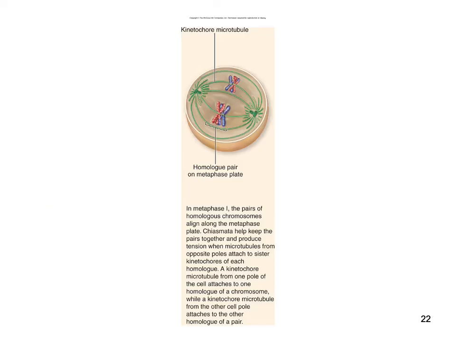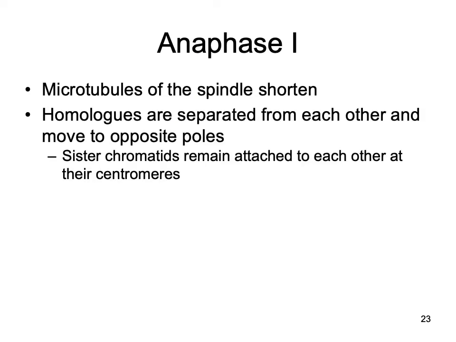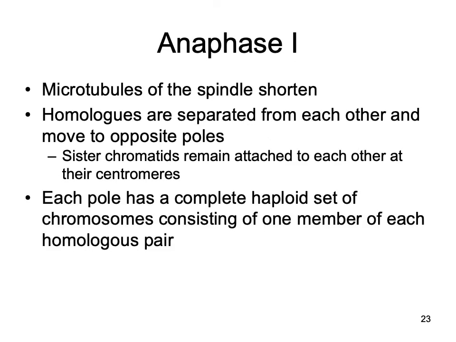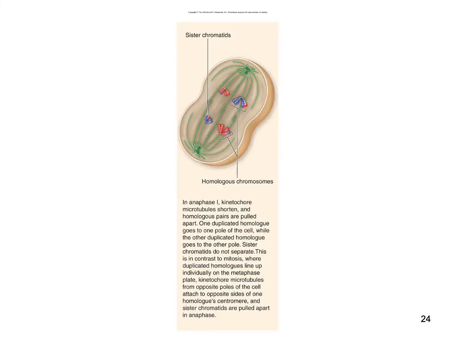Okay. So in metaphase 1, pairs of homologs align along the metaphase plate, and then in anaphase 1, microtubules of the spindle shorten and homologous pairs are separated. The sister chromatids still remain attached to one another at this point. Each pole has a complete haploid set of chromosomes, but they're each consisting of sister chromatids. So this is a strange kind of transition phase and is not a normal cell arrangement. We have just gone through independent assortment of maternal and paternal chromosomes. That refers to the different orientation of tetrads at the metaphase plate of metaphase 1. Okay, so anaphase, homologs split away from each other, sisters stay attached.